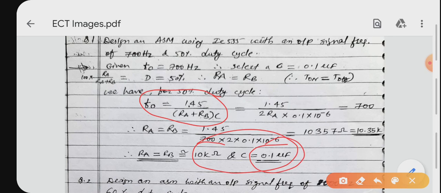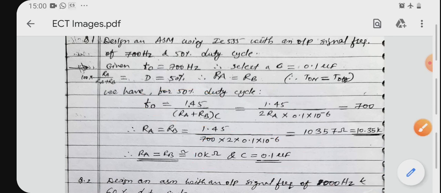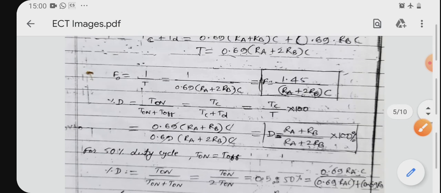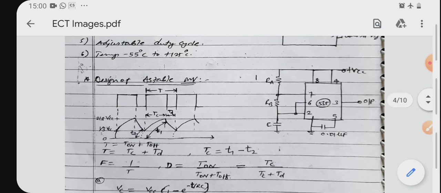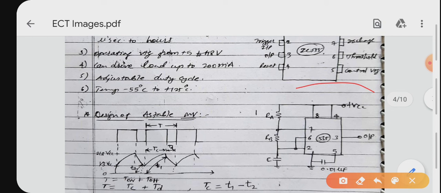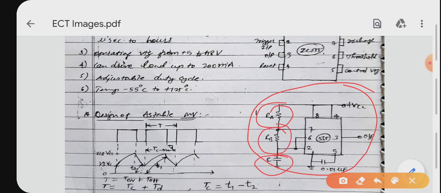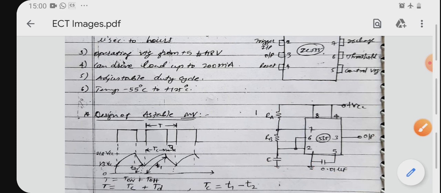So don't forget to draw the circuit diagram. At last, here I have not drawn the circuit diagram, but you have to draw it when you are asked in the exam. This circuit diagram you have to draw, and write down all the component values: RA is equal to 10 kilo ohm, which you have calculated, RB is equal to 10 kilo ohm, then C is 0.1 microfarad, and this capacitor has a fixed value of 0.01 microfarad. Okay, so this circuit diagram you have to draw.